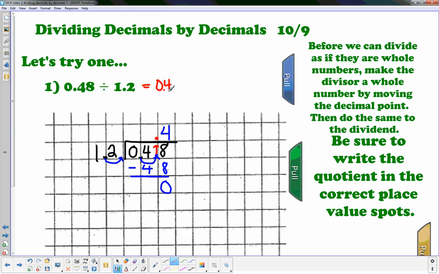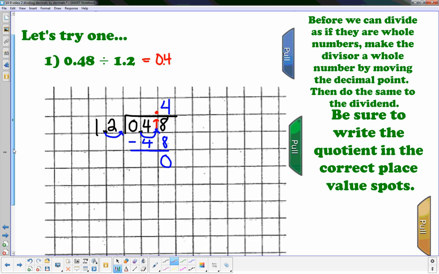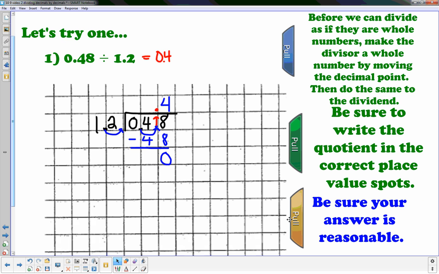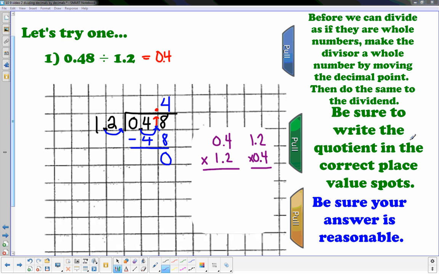4 tenths. Now, my last step. I think you know what's coming. I need to check to make sure my answer is reasonable, and I'm going to check that with multiplication. So I want you to check with multiplication, pause the video, press play when you're ready. Alright, when you check your answer, you can multiply either way, whichever number's on top. So I'm going to use this way over here on the right.